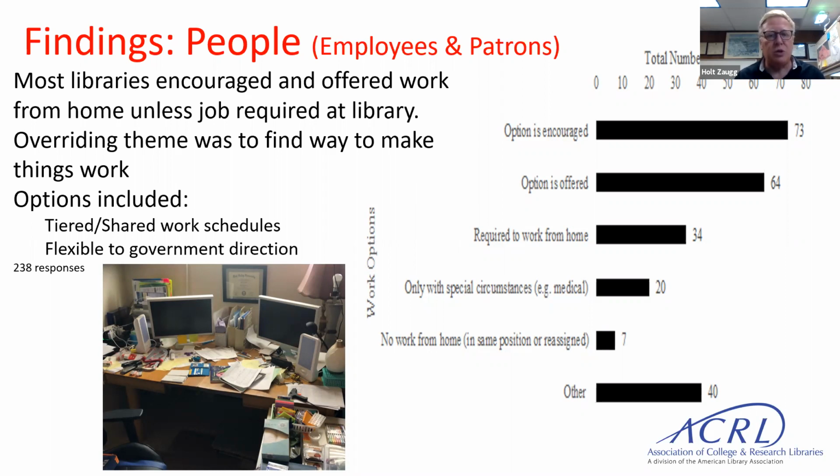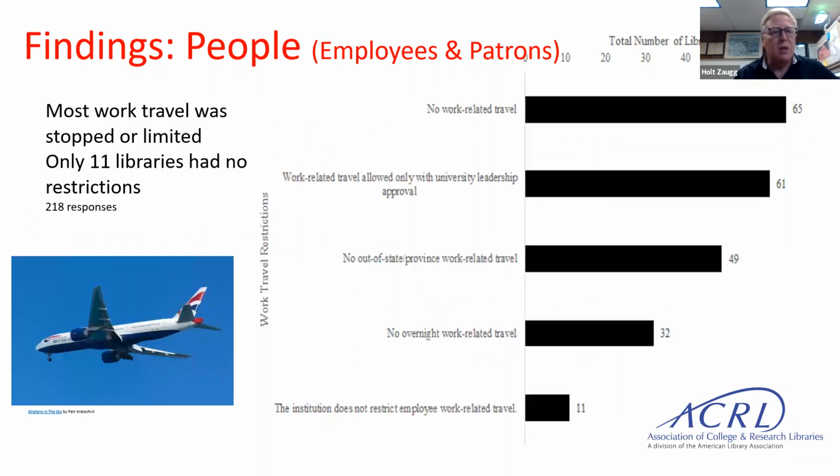There were 34 institutions that required their employees to work from home, and the library was closed. And there were 20 institutions that only allowed people to work from home if they had special underlying medical conditions. And 7 had no work from home policies in place. And I think a lot of those ranged because of the size of the library.